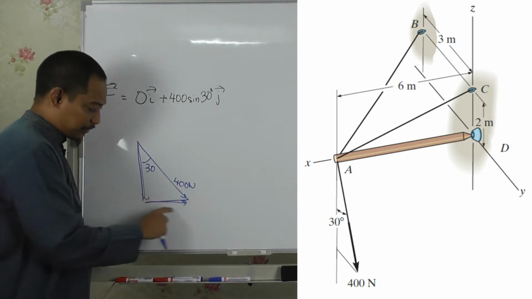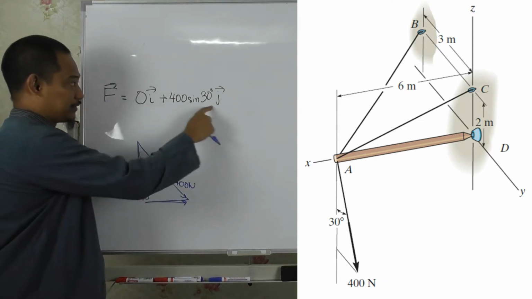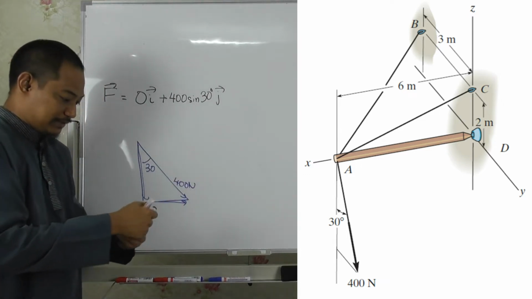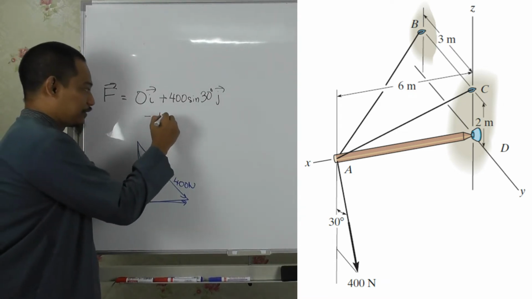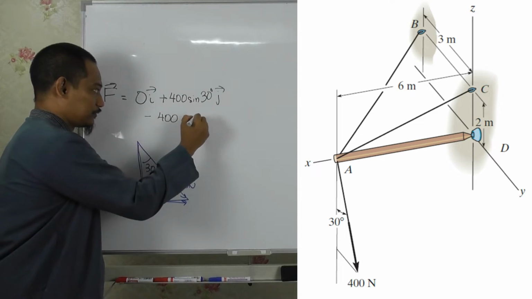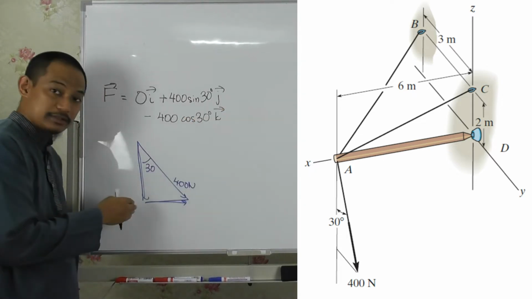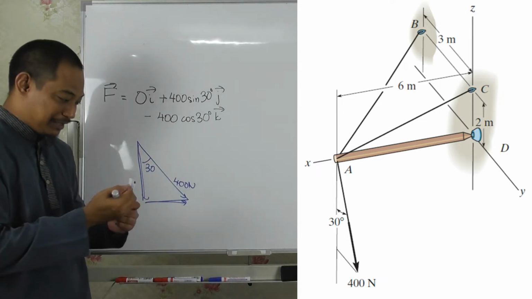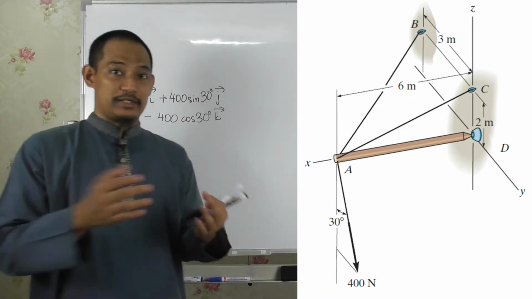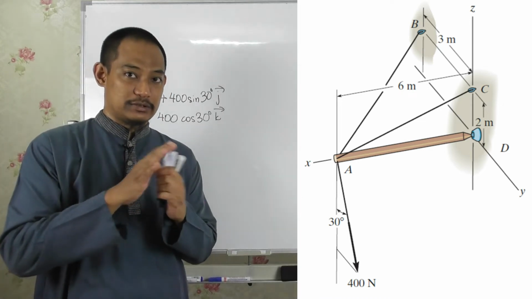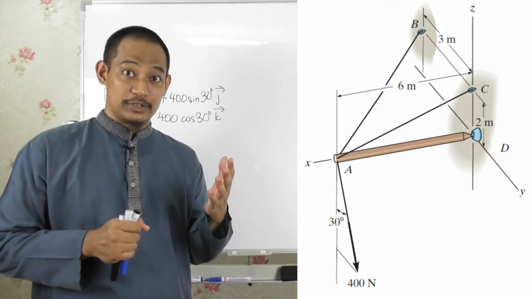So the y component is this, meaning what? 400 sine 30, this one, right? 400 sine 30. And then what is the z component? Here, it is negative 400 cos 30 degrees, k, right? So that is it, right? Now, I assume if you are my student, all of you have already covered the crash course for trigonometry, right?